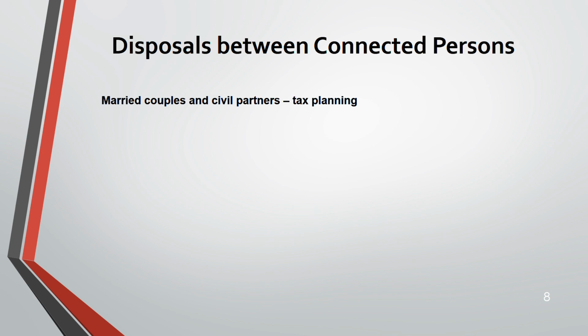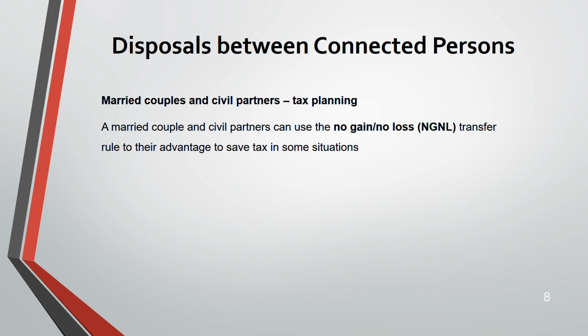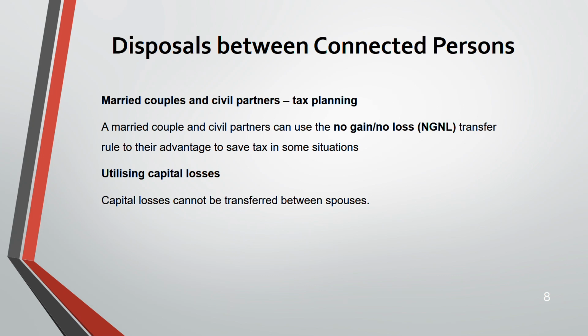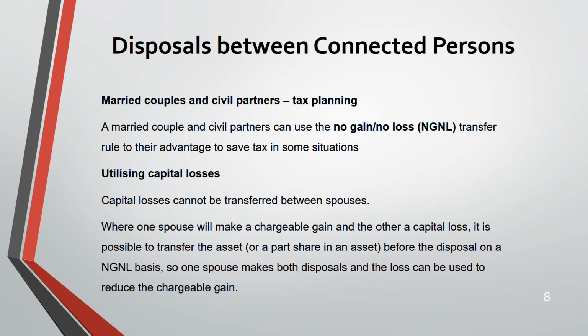Now, tax planning. If you are a married couple, you can use NG/NL transfer, no gain, no loss transfer. We have just seen it in Test your understanding 1, right? This can save tax. Then, how to utilize capital losses? Remember, capital losses cannot be transferred between spouses. So let's say one spouse is making a chargeable gain and the other spouse is making a capital loss. It is better to transfer the asset, or a part share in an asset, before disposing of it on a no gain, no loss basis, so that one spouse makes both the disposal and the loss, which can then be used to reduce the chargeable gain.